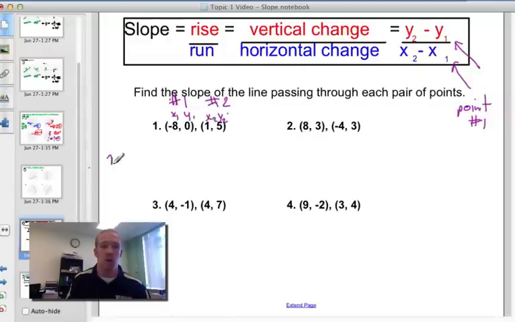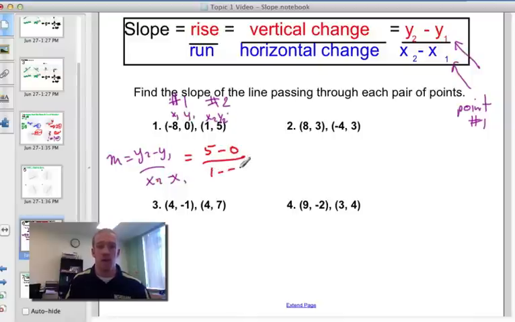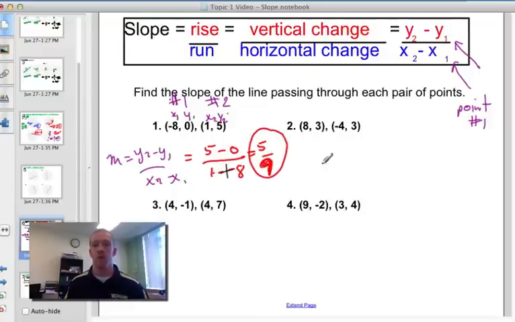So now we can plug it into our formula. Slope equals y2 minus y1 over x2 minus x1. And that gives us y2 is 5, y1 is 0, so minus 0. x2 is 1, x1 is negative 8, so minus negative 8. So that's 5 over 1 minus minus 8, which is like a plus 8. So that gives us 5/9 is our slope between those 2 points. And if you were to graph them on graph paper, you'd get the same thing.